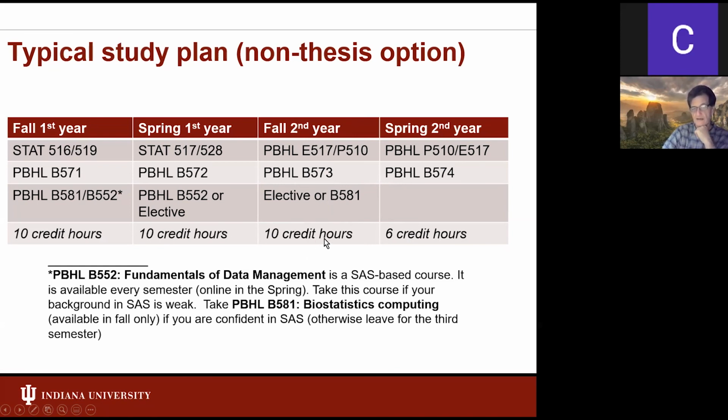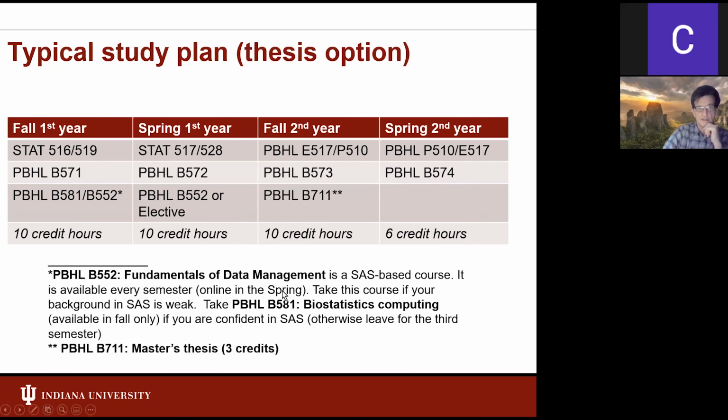Again, this is a 10 credit hour semester, and then in the spring you take 2 courses, which include either your epi or public health prerequisite, and the 4th course of the 4-semester sequence in biostatistics methods. If you want, you can take another elective here, but you can end here with 6 credit hours in the last semester.